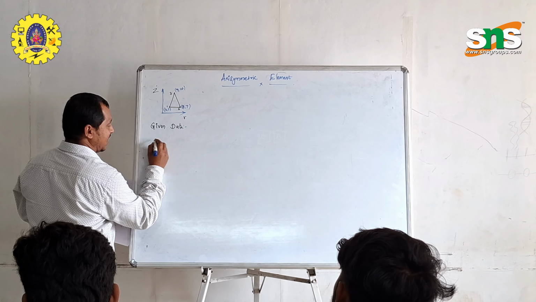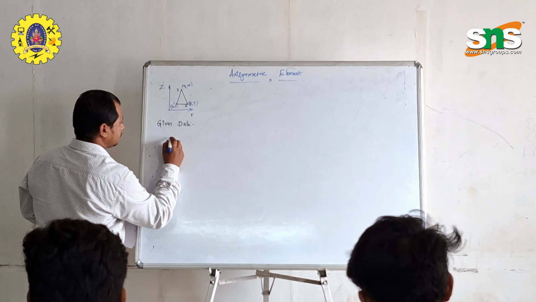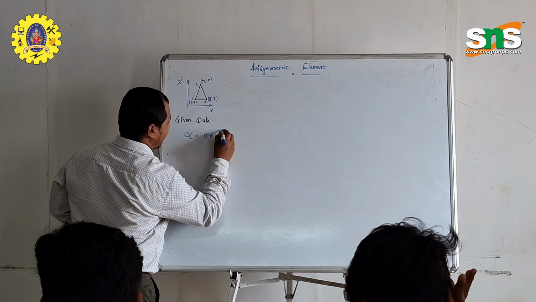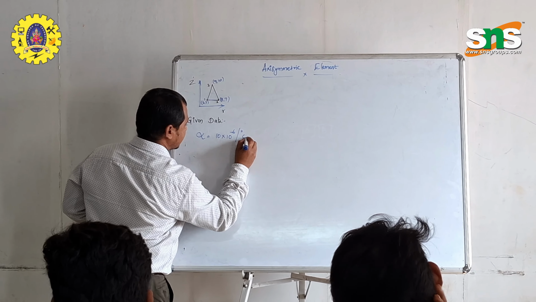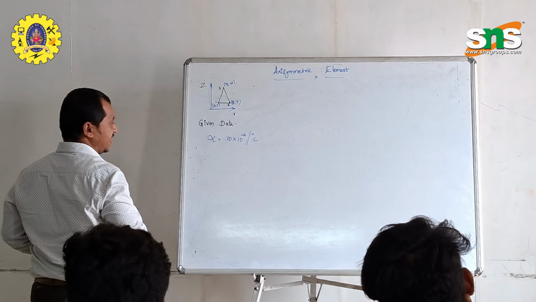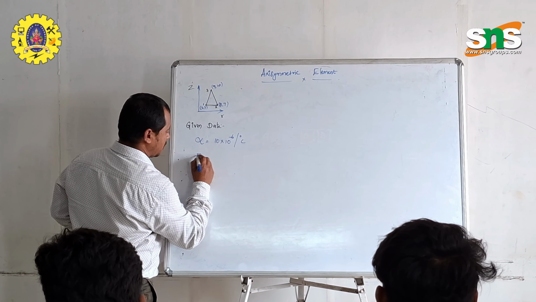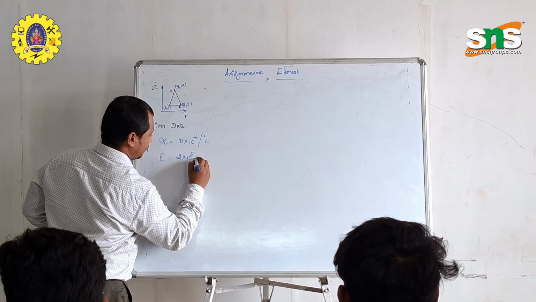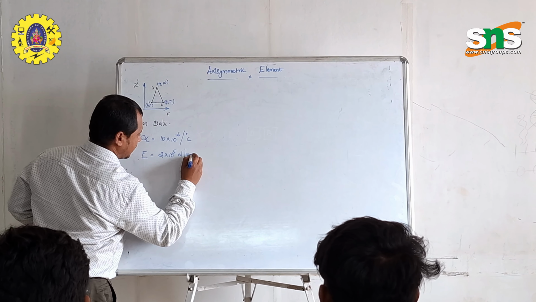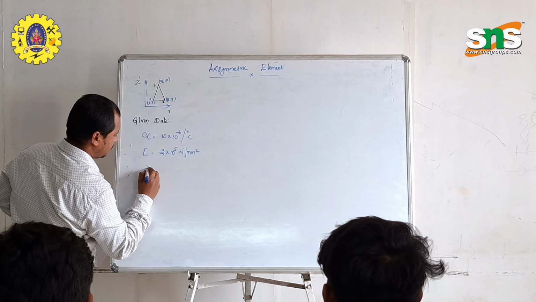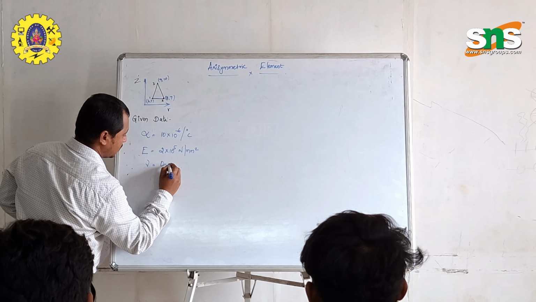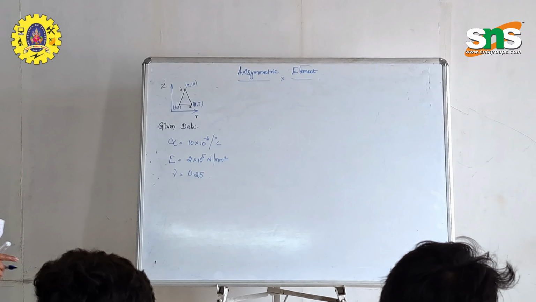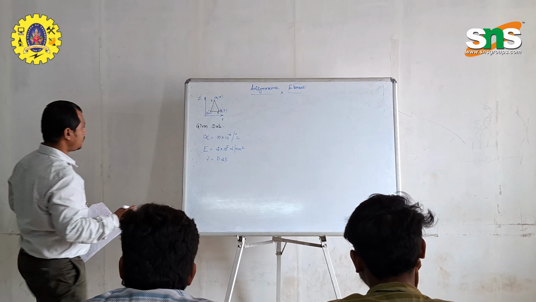Yes. What is alpha? 10 into 10 power minus 6 per degree Celsius. Next, Young's modulus. What is Young's modulus? 10 power minus Newton per millimeter. Yes. Next, Poisson's ratio 0.25. So this is the given data.